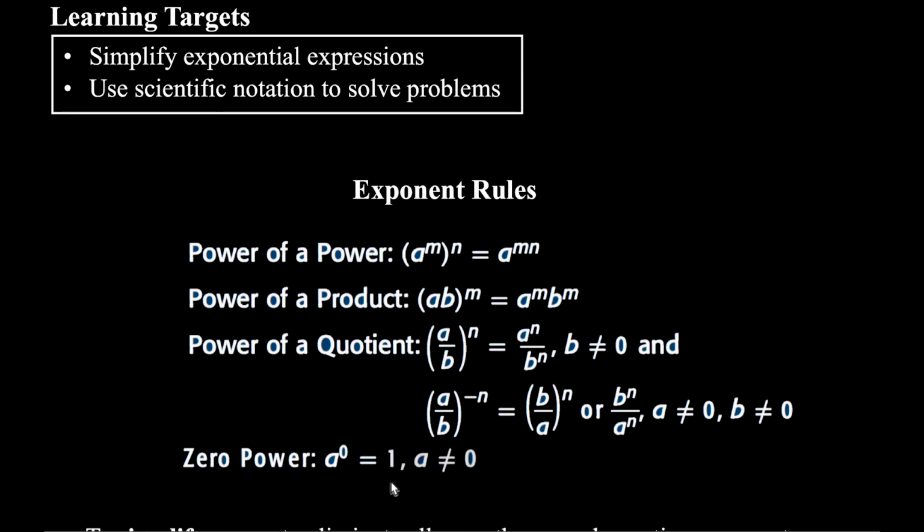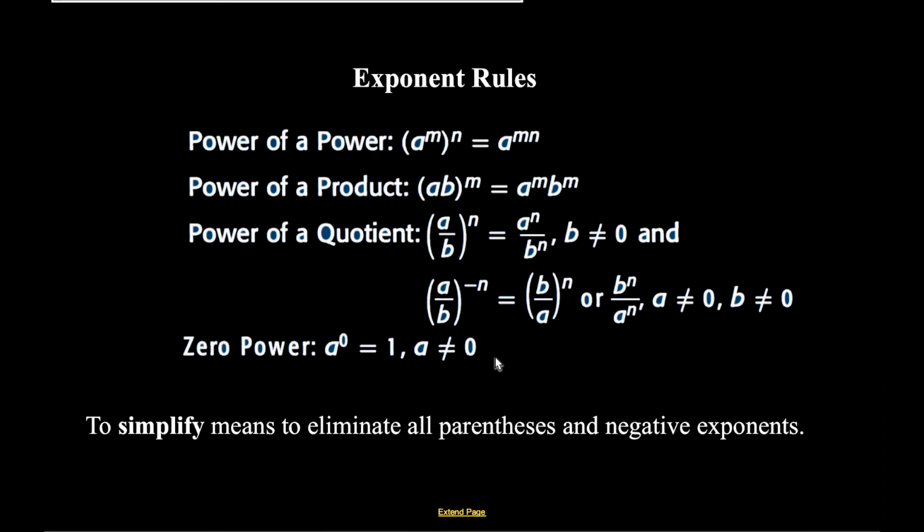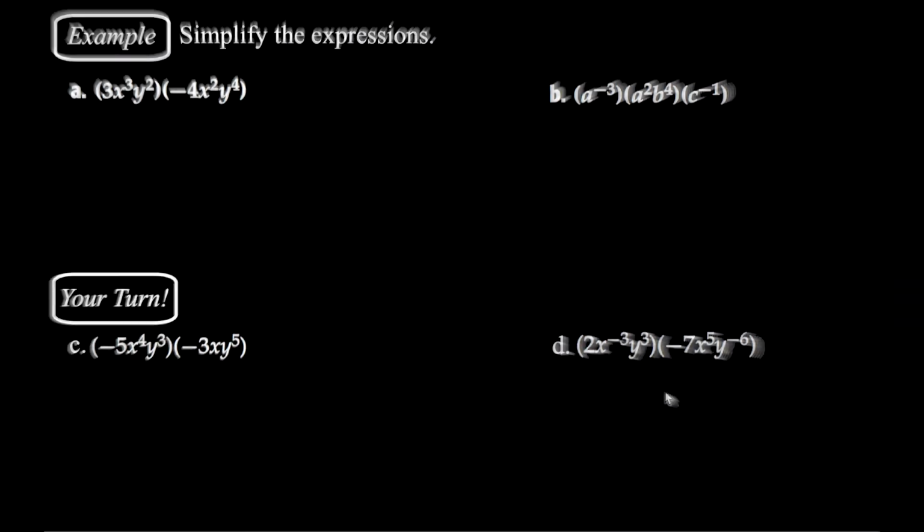So when it says simplify in your directions, what they mean by that is that you have to get rid of all of your parentheses and you're not allowed to have any negative exponents in your answers. So let's go ahead and get started on some examples.